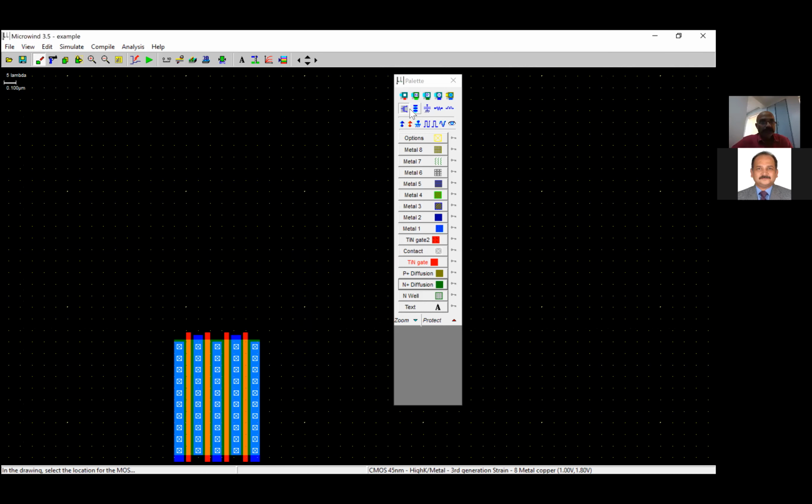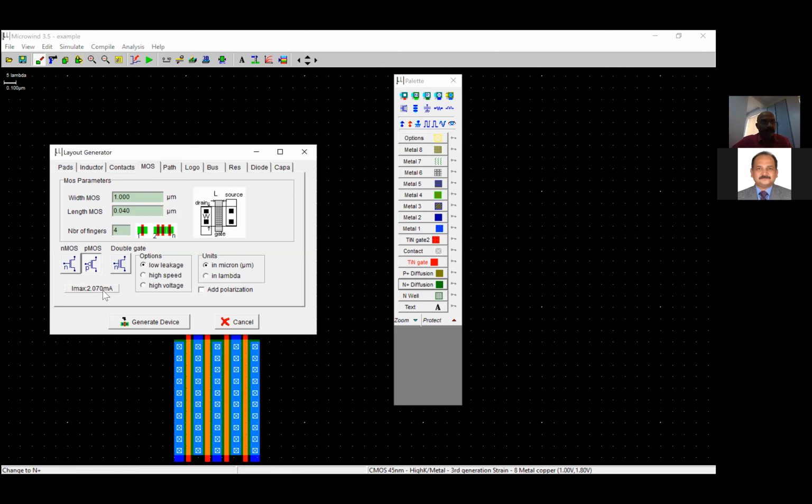Then again, I click MOSinator. This time I select a PMOS. Now when I check the updated current values, the values are around 2 milliampere. That's okay, because you remember the PMOS has lower mobility and hence lower current. So to match up the current, I just make this 1.5, 1.67, yeah, around 1.7 micrometer. For 1.7 micron, it will give me almost the same amount of current which the NMOS was producing.